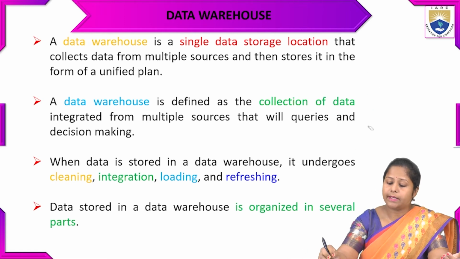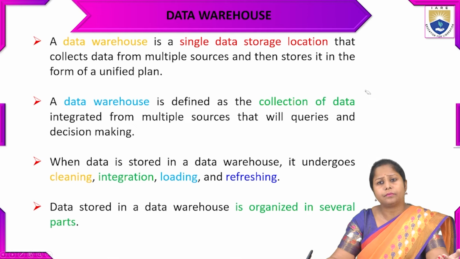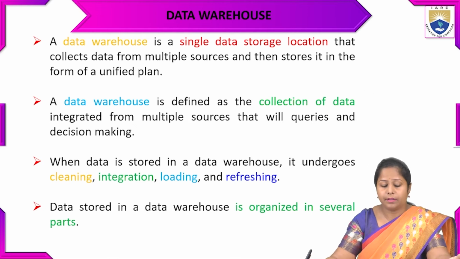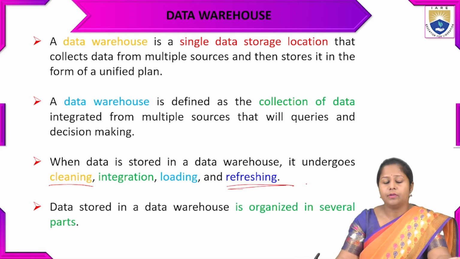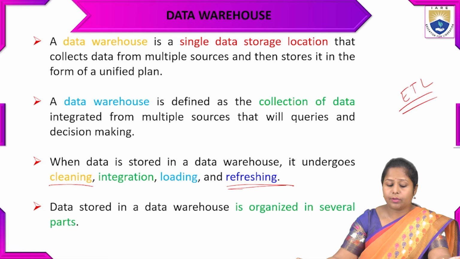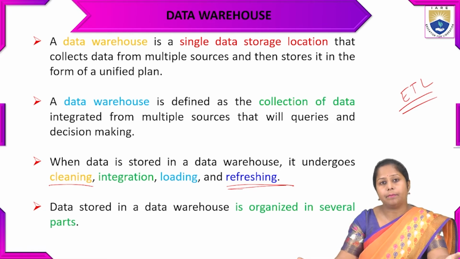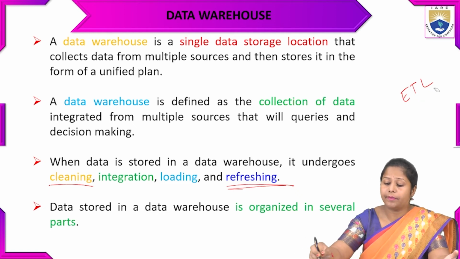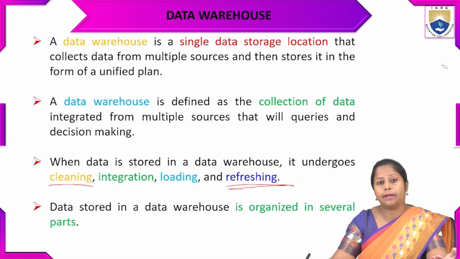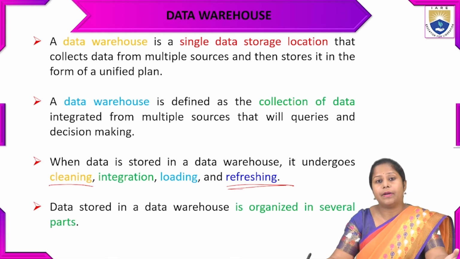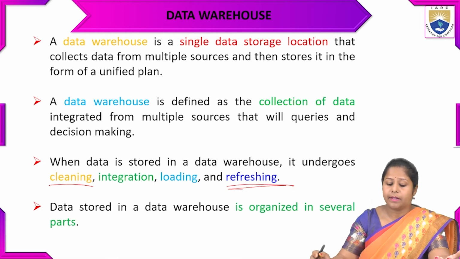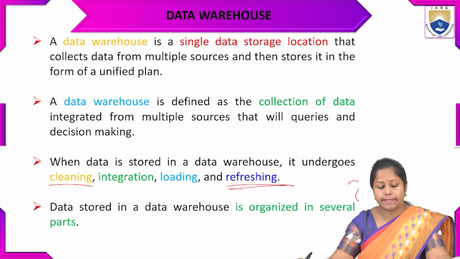When data is stored in a data warehouse, we can apply techniques such as the cleaning process, integration of data, loading of data, and refreshing the data. So there is an ETL process. ETL cleans the data, integrates the multiple source data, loads the data on the server, and then it is refreshed, meaning it is saved again. So we can apply these multiple functionalities on data warehouse data. Data stored in a data warehouse is organized in several parts.